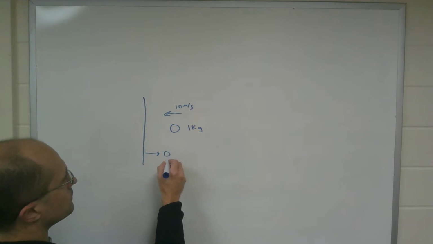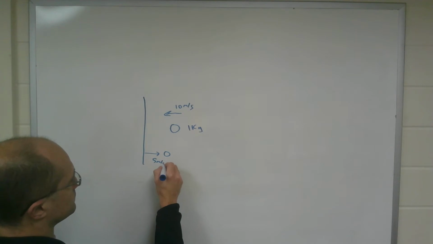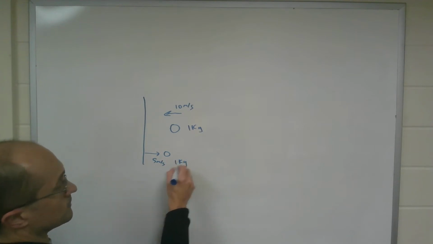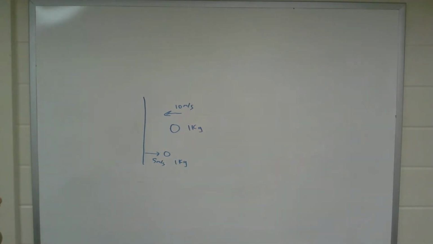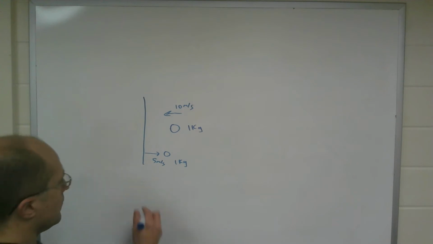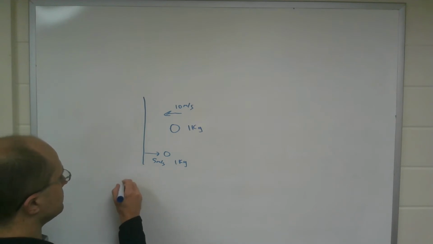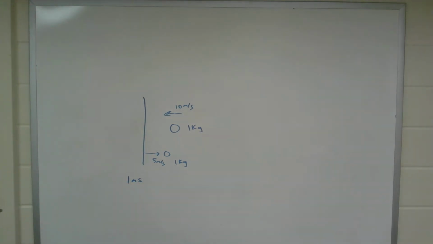come off the wall with the speed of 5 meters per second. And it still weighs 1 kilogram. So what we want to know is, what was the impulse delivered to the ball during the collision with the wall? And if the collision takes place in 0.1 millisecond, or in 1 millisecond, what was the force on the ball from the wall?